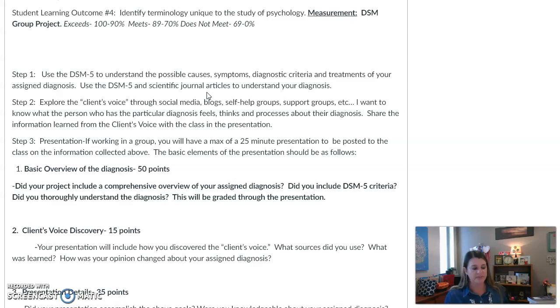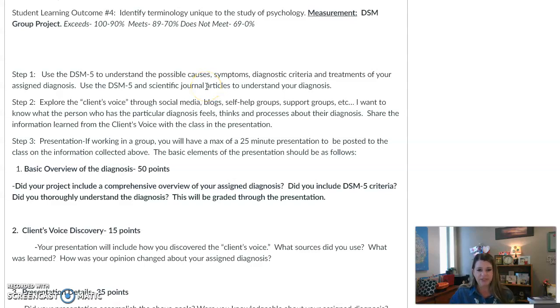Additionally, because you're all doing different diagnoses, and some are extremely complex while for others we know more answers, what I want you to do is go through and really research that diagnosis. I encourage you to use peer-reviewed journal articles, but you don't have to only use those for this assignment. So your research, while it needs to include the DSM-5, can also include any other resource, okay? Just make sure it's scientific and solid research.